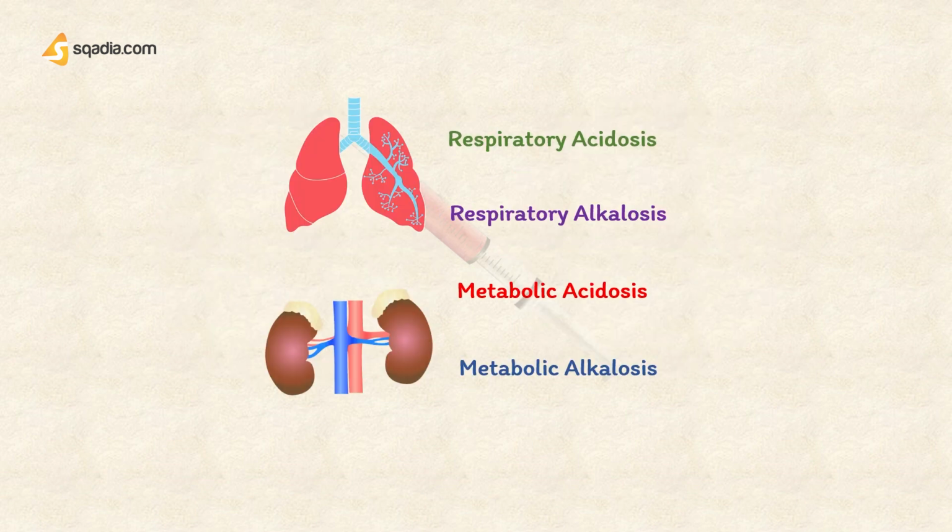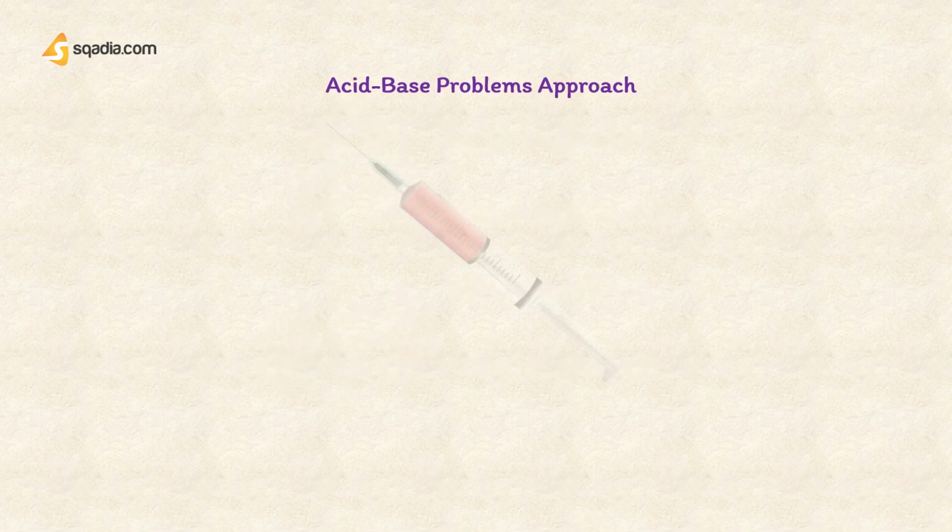So the four main types of acid-base disorders are as follows: respiratory acidosis, respiratory alkalosis, metabolic acidosis, and metabolic alkalosis. So there are many ways to approach an acid-base problem. And there are many ways to look at an ABG and try to figure out what sort of acid-base problem there is. But we have tried to find the easiest way to do that for you.